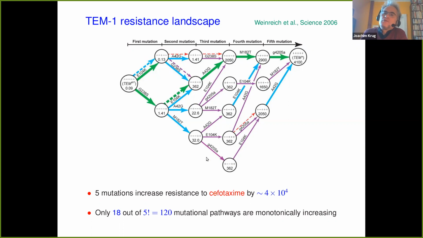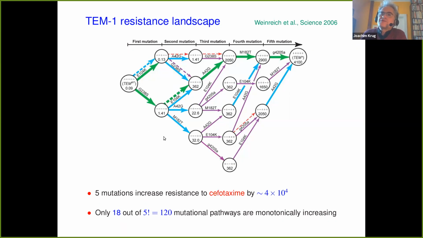So briefly, what we're seeing here is a subset of multiple mutants, combinations of 5 mutations that when they occur together, which is on this side, so this is the 5-fold mutant and this is the wild type, increase the resistance to a particular antibiotic, cefotaxime, by a factor of about 40,000.